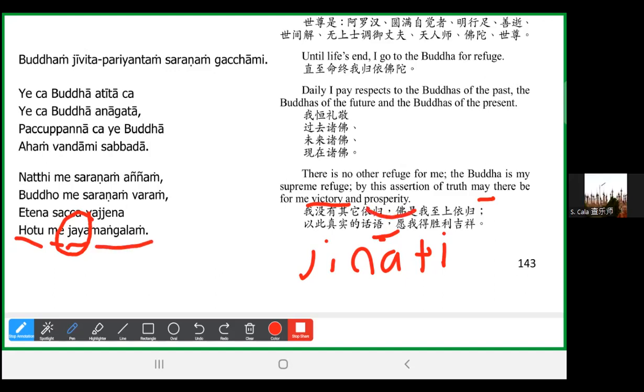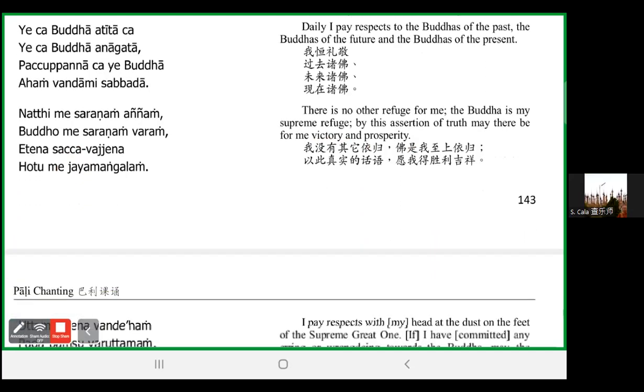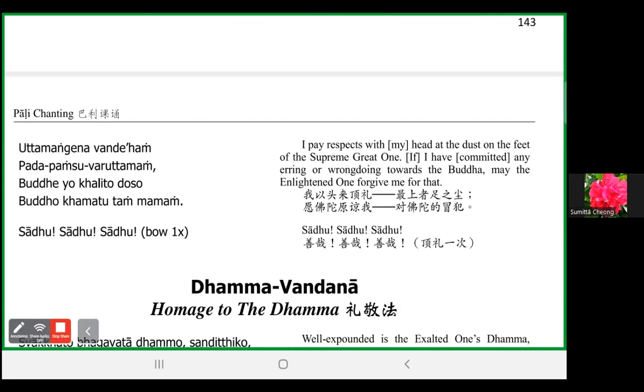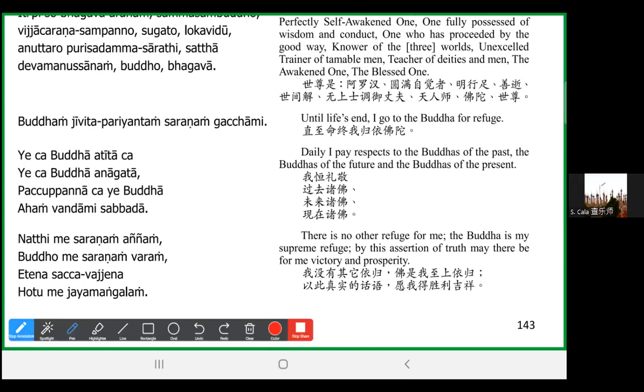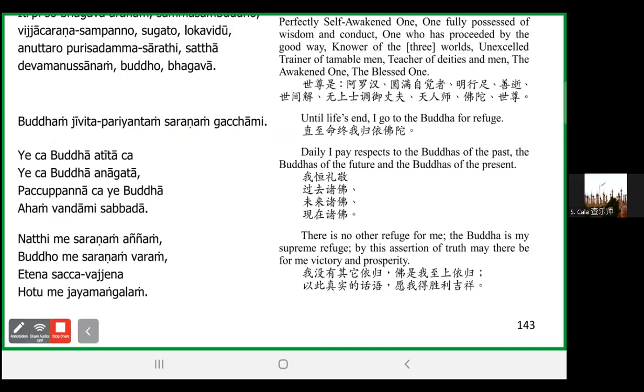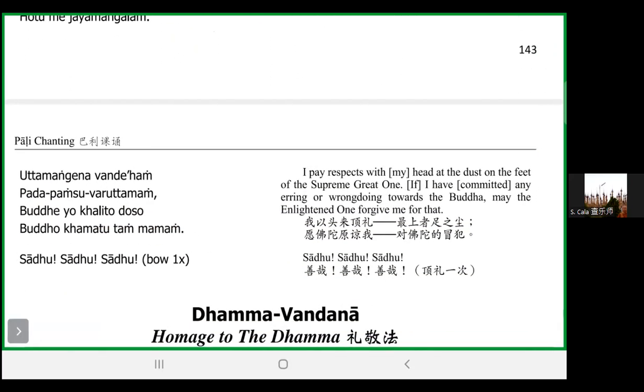All right. Sumita, have you learned this chanting before? Yes. Do you chant it? On which occasion? Housewarming, anything that is blessings, exam preparation, housewarming, birthdays. All right. So for this Buddham Jivitam Pariyantam, do you chant it at the end? First time? Okay, I see. Some put it here, some put this Buddham Jivitam Pariyantam before the sadhu sadhu.